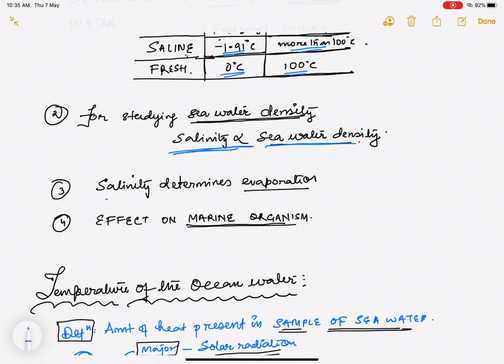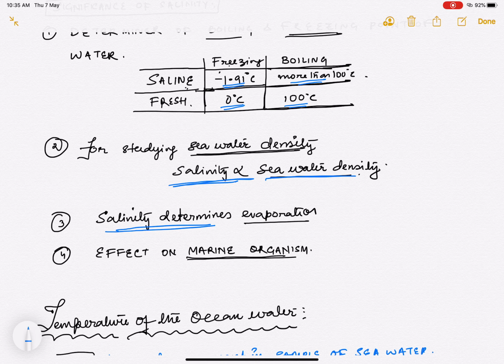Next, salinity determines your evaporation. See, I said that the boiling point of fresh water is 100 degrees centigrade and the boiling point of saline water is more than 100 degrees centigrade. Hence, salinity will determine your evaporation. But again, remember that temperature determines salinity and salinity determines evaporation.